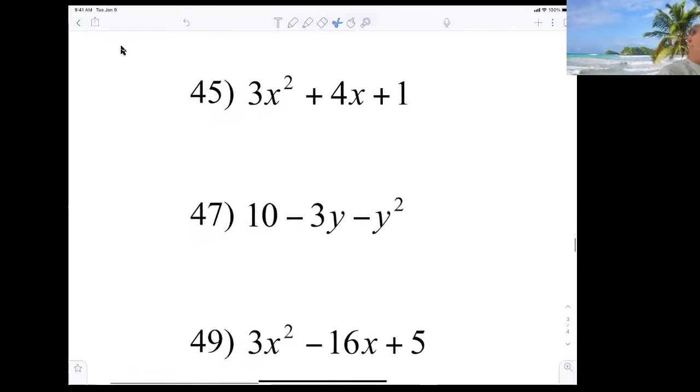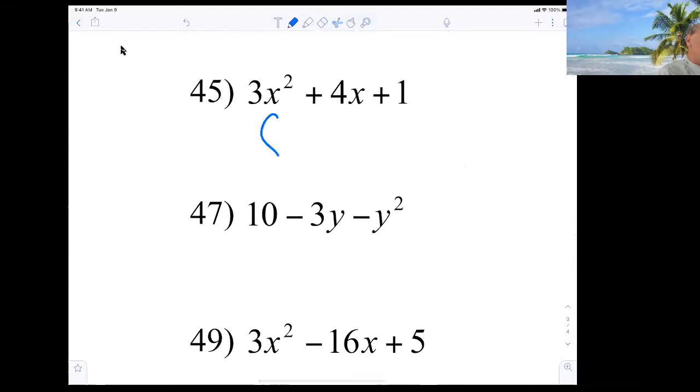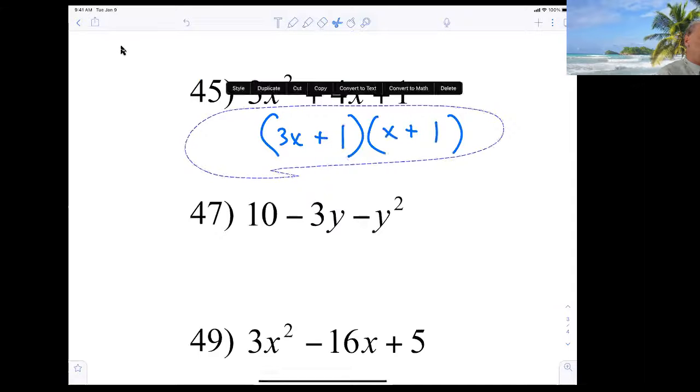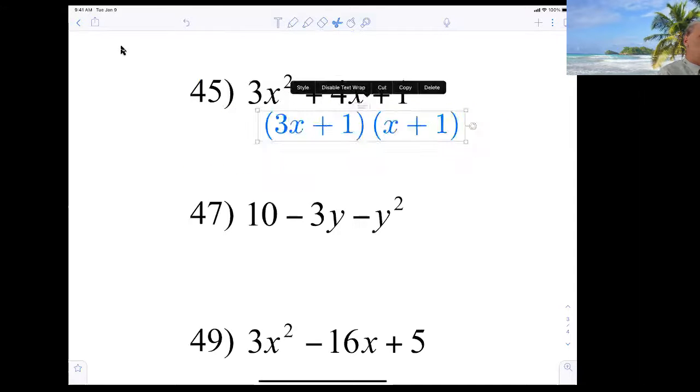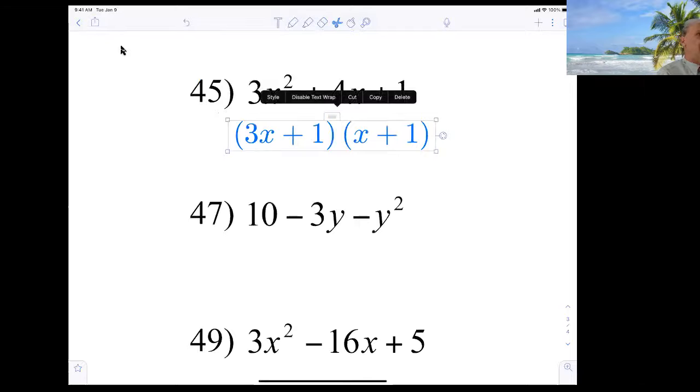Is there a GCF on 45? No. Now, some of you might be realizing how much better you are already. That's called what? Experience. Experience makes it easier. But if you don't ever get the experience, then it's not going to be easy. That's why I'm saying it's important to do the problems.